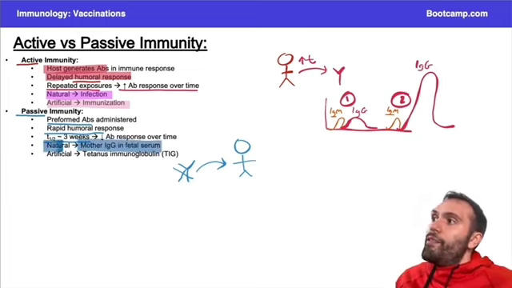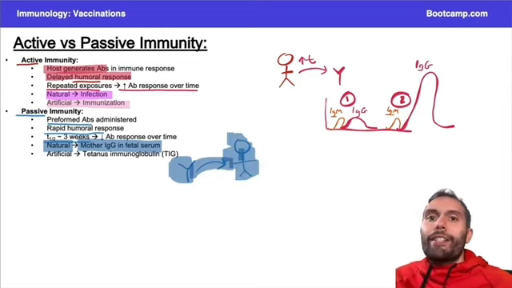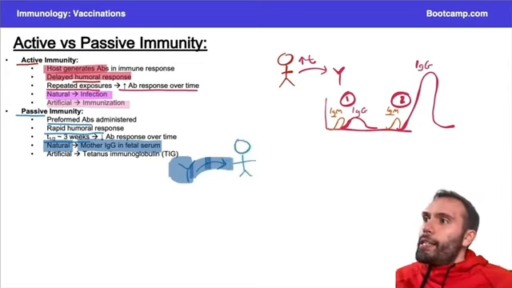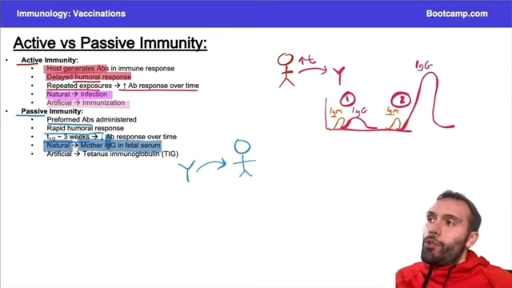And so this is an example of natural passive immunity, right? Mom's essentially going to be giving these antibodies through the placenta to the fetus, right? And that's exactly what's happening with natural passive immunity. It's a naturally occurring mechanism that is allowing mom to give some of her antibodies, from exposure she's had throughout her life, to the fetus.